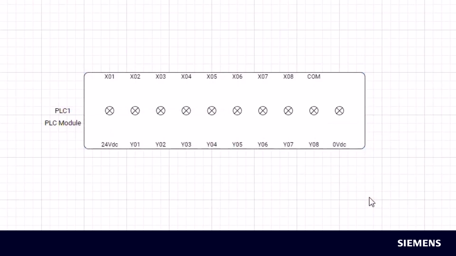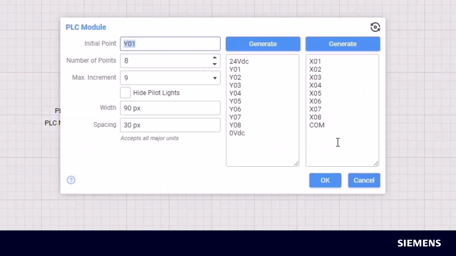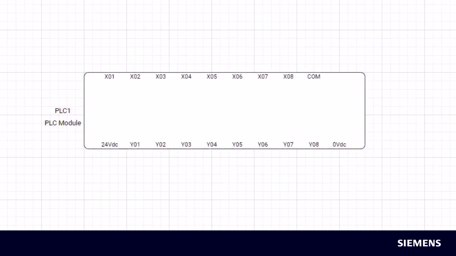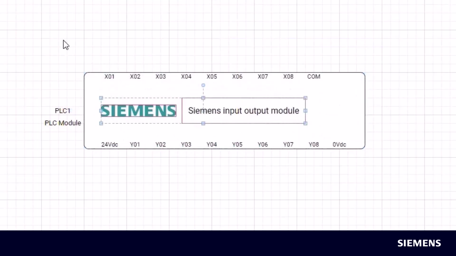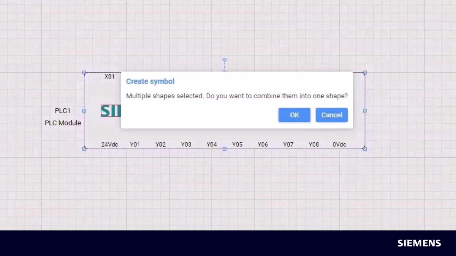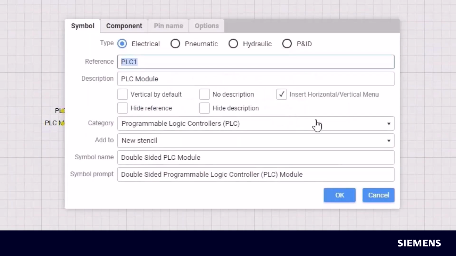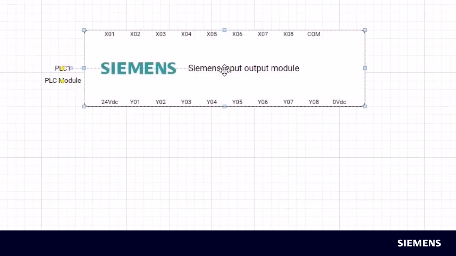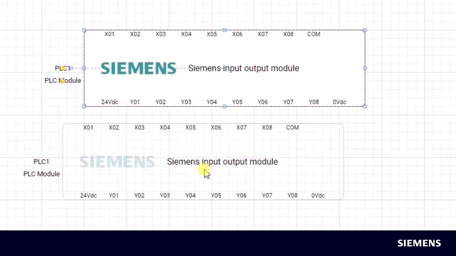If more customization is required, right-click on the symbol and choose to hide pilot light. Then place a manufacturer logo or any other text as deemed fit onto the symbol. Select the PLC symbol and any other additional graphics and click on Create Symbol on the Capital Electra X toolbar, then click OK. Your custom PLC symbol will now be available for your entire team and you can simply drag and drop it onto your drawing.